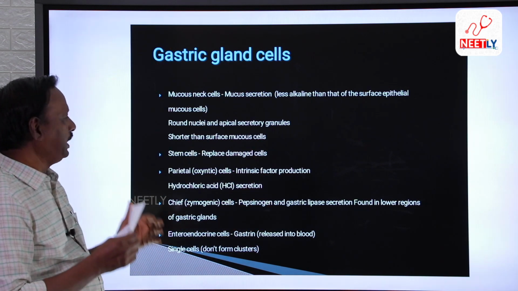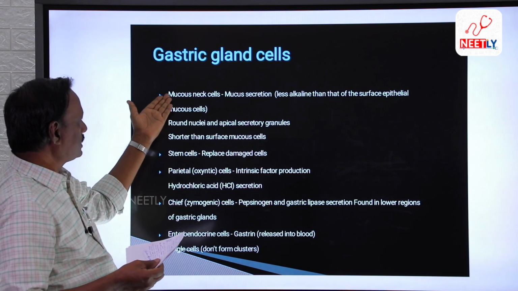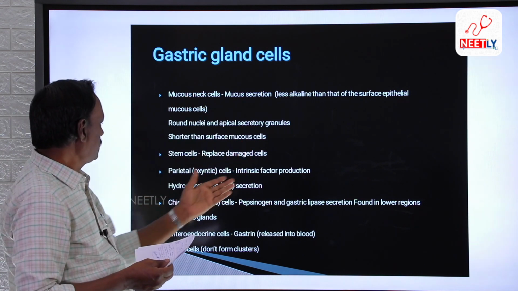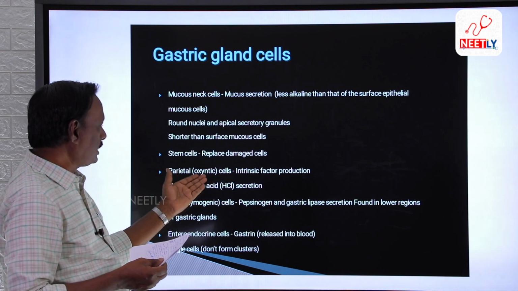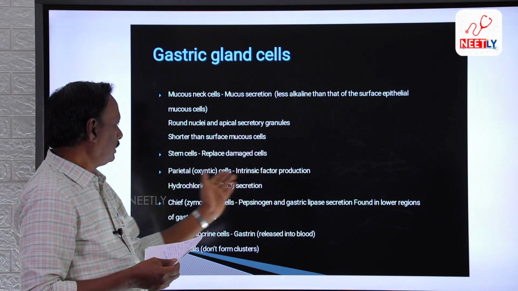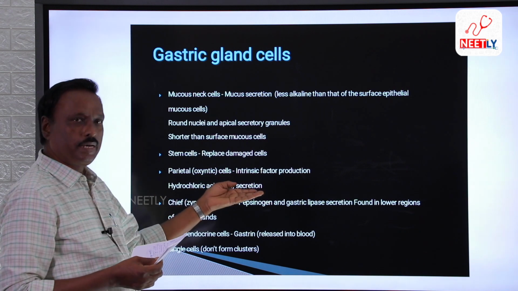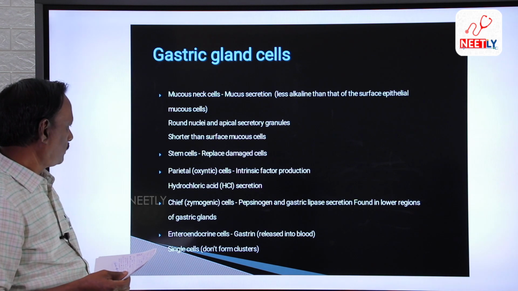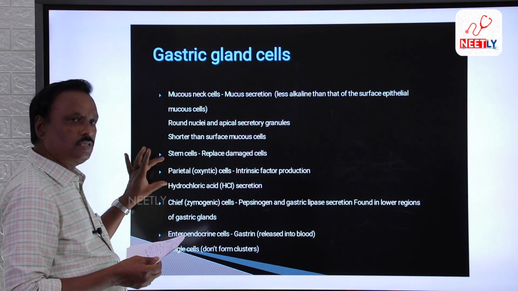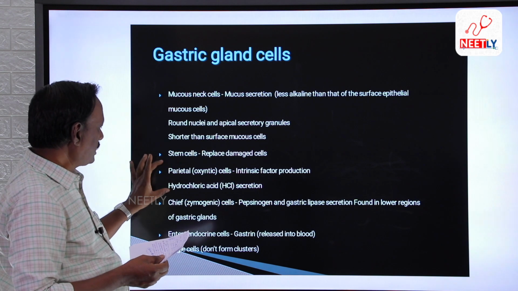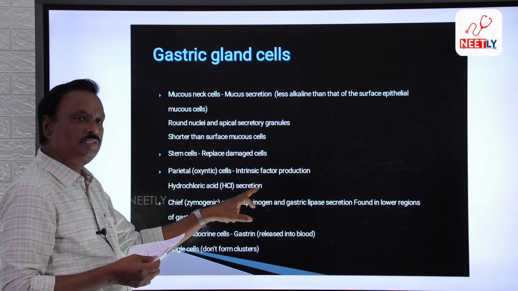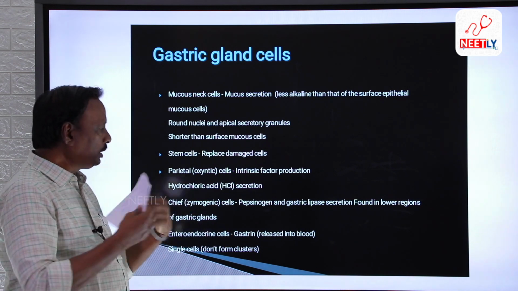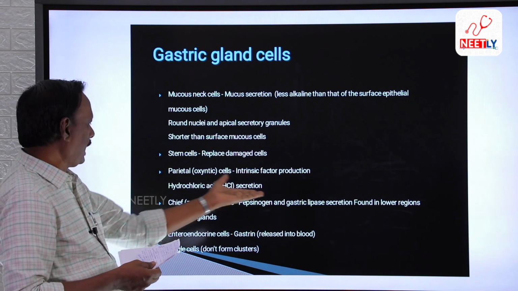So we talk about the gastric gland cells. It is made up of many types of cells. One is the mucous neck cells, which secrete the mucus. Stem cells replace the damaged cells. Then parietal cells or oxyntic cells are present there. They produce the hydrochloric acid secretion, and this part is asked in your question. So if the parietal cells in the gastric gland are blocked, then there will not be any HCl secretion. Then it won't be able to convert pepsinogen into pepsin.